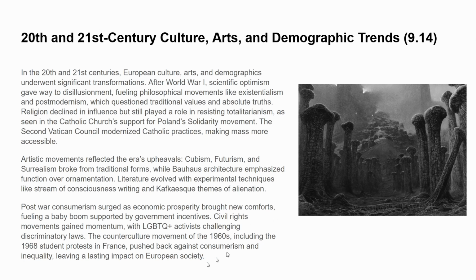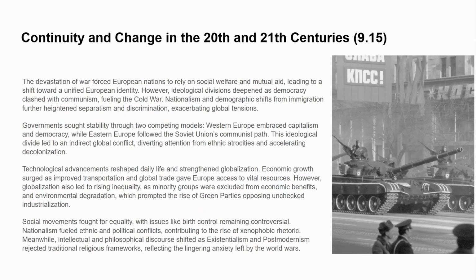The counterculture movement, the hippie movement, played a pretty big role in changing public perception of events. Like with the Vietnam War, the general train of thought with the younger generation is that we should not involve ourselves in these bloody conflicts. We should not force our people to go fight for a war they do not believe in. And it was a major cause of tension within the U.S. in the time period. So, continuity and change in the 20th and 21st centuries.